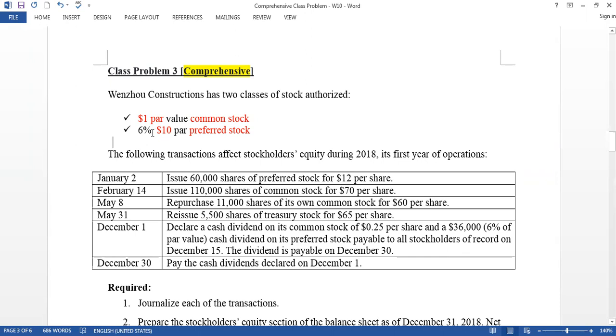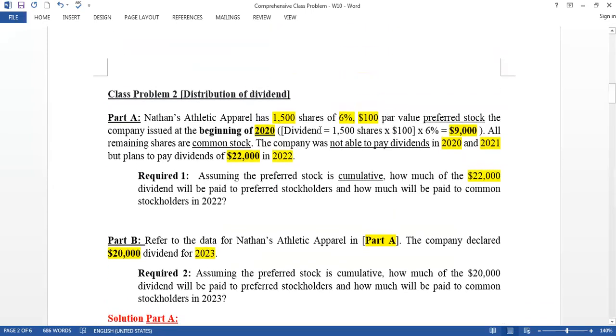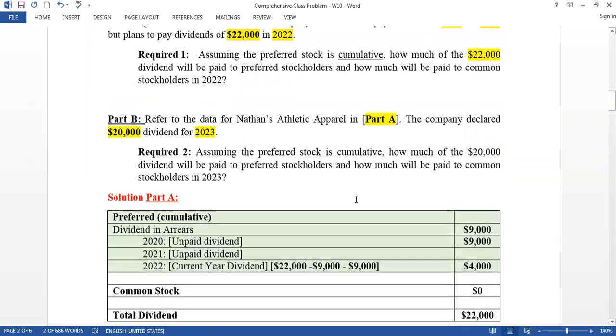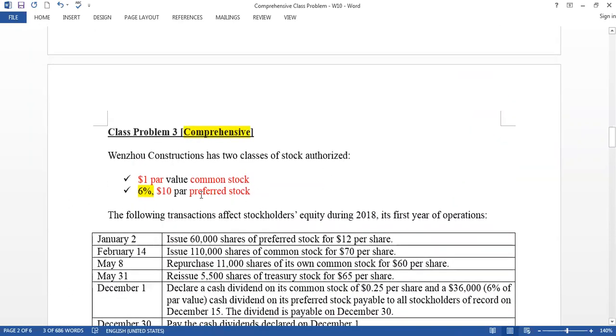And 6% is the dividend for preferred shareholders. Like here, previously I explained how to calculate this dividend, right? Share's par value times the percentage of dividend, we calculate the dividend, right? So we have to calculate the dividend later based on how many preferred stock the company issued. Then par value $10, 6% is the dividend. So up to here, we don't have the information available to calculate the dividend.